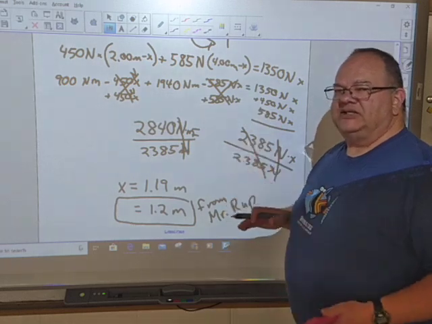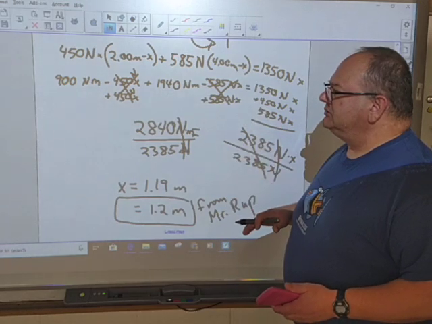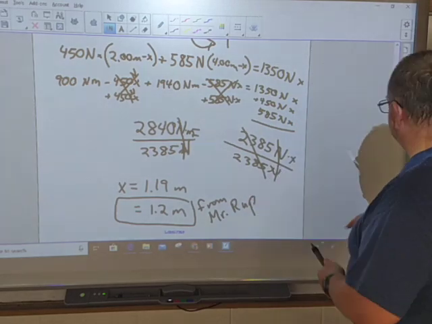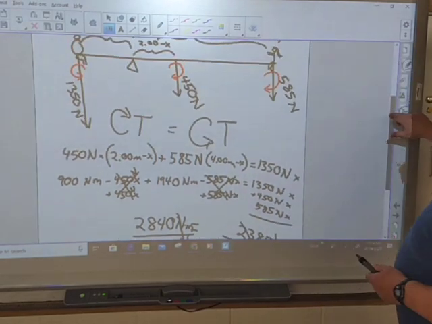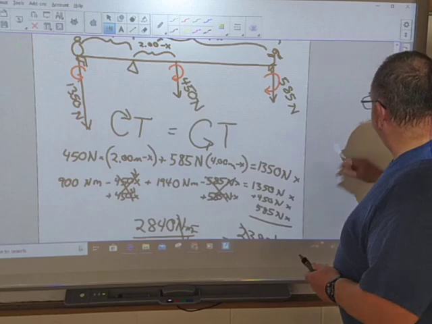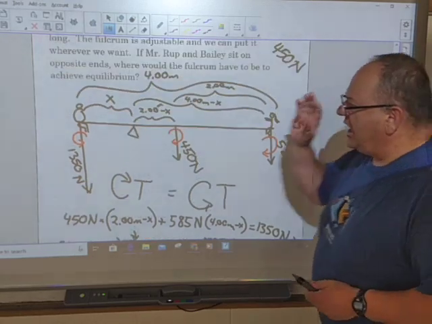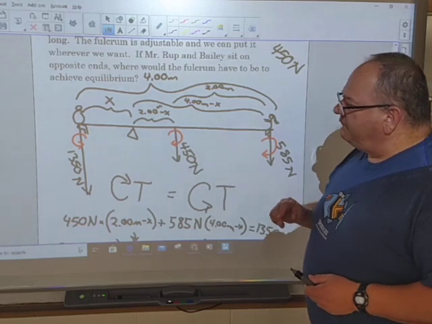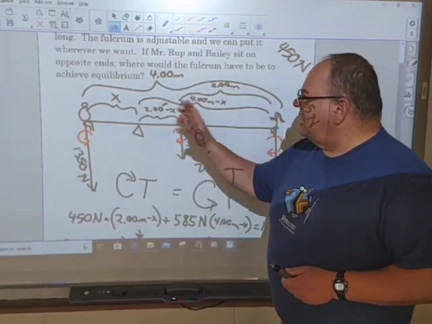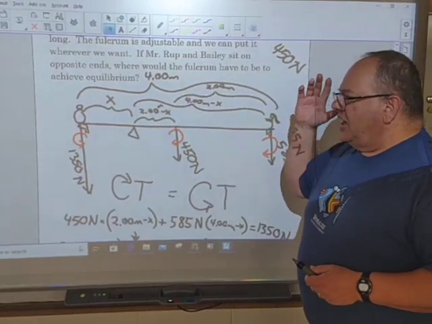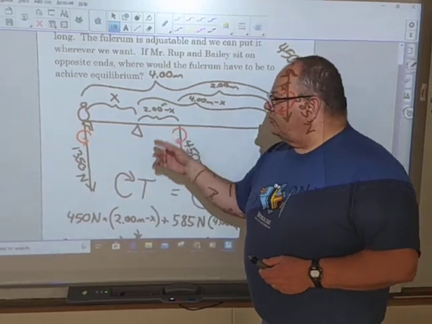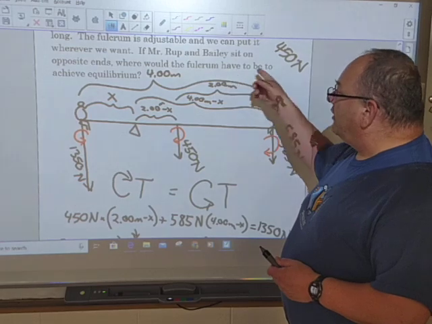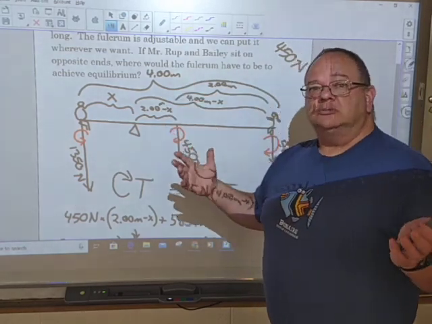It looks messy, but conceptually, it's not that bad. Let's take a look. I drew a diagram and I made sure I put in every single force, and I located my fulcrum and I put my distances in. Now, I didn't know where exactly to put my fulcrum, so that's my unknown. That's what we were looking for. Where would the fulcrum have to be? So I called it x. It was an unknown.